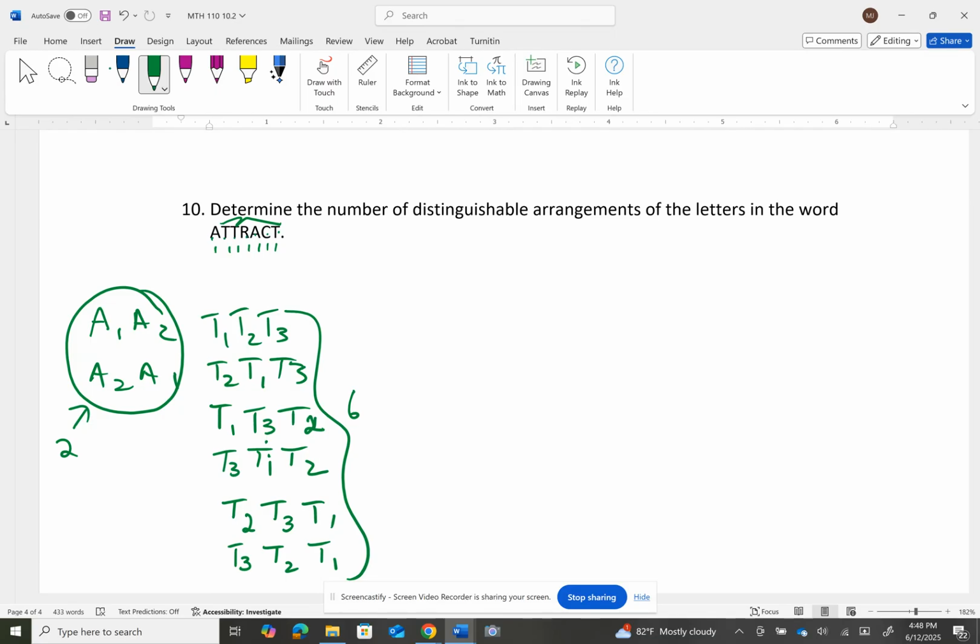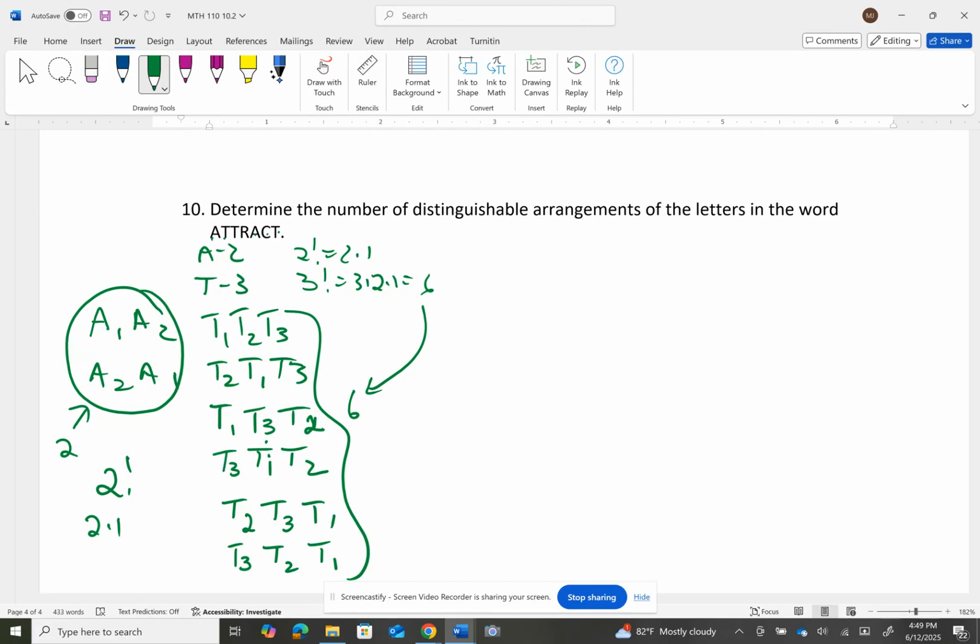So really what it is, if the A occurs twice, then we're going to be using 2 factorial to knock out the fact that there would be lookalikes. And since the T occurs 3 times, we're going to use 3 factorial to knock out the lookalikes there. And 3 factorial would be 3 times 2 times 1 and give us this 6 that we're getting here. 2 factorial is 2 times 1, gives us the 2.